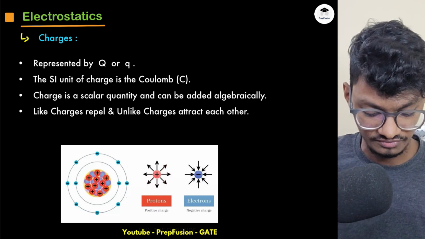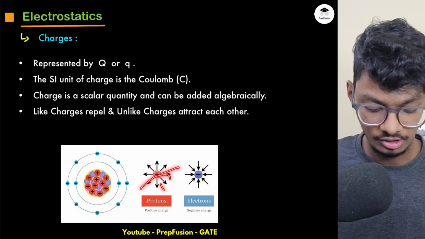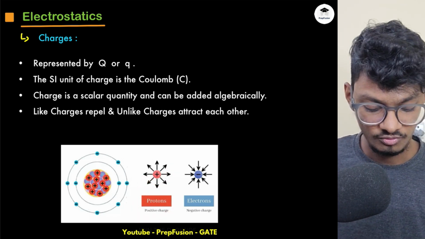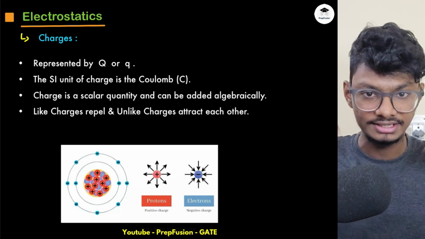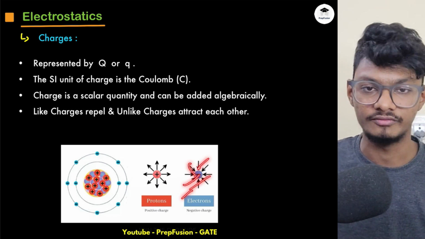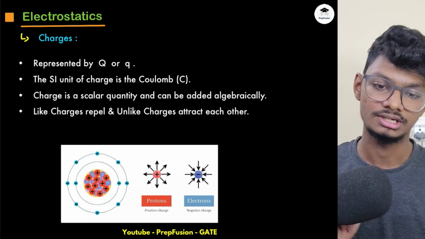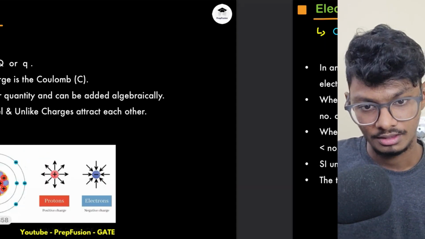Always from the positive, it will be radially outwards for a proton or for a positive point charge. For a negative point charge, it will be radially inwards. Everything will join here. All the electric field lines will join here. What are electric field lines? Don't worry, we'll learn this in the next few lectures.